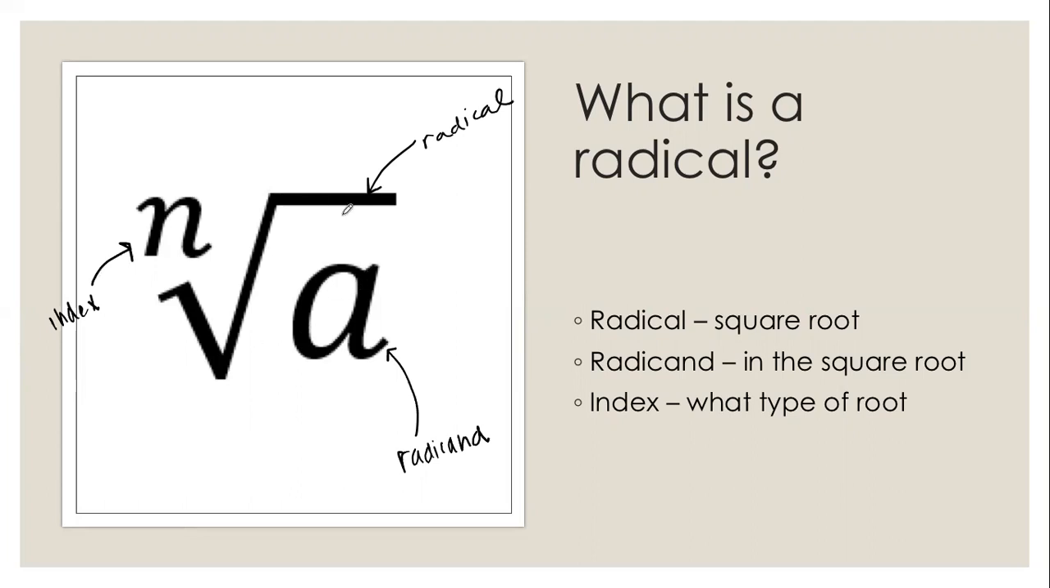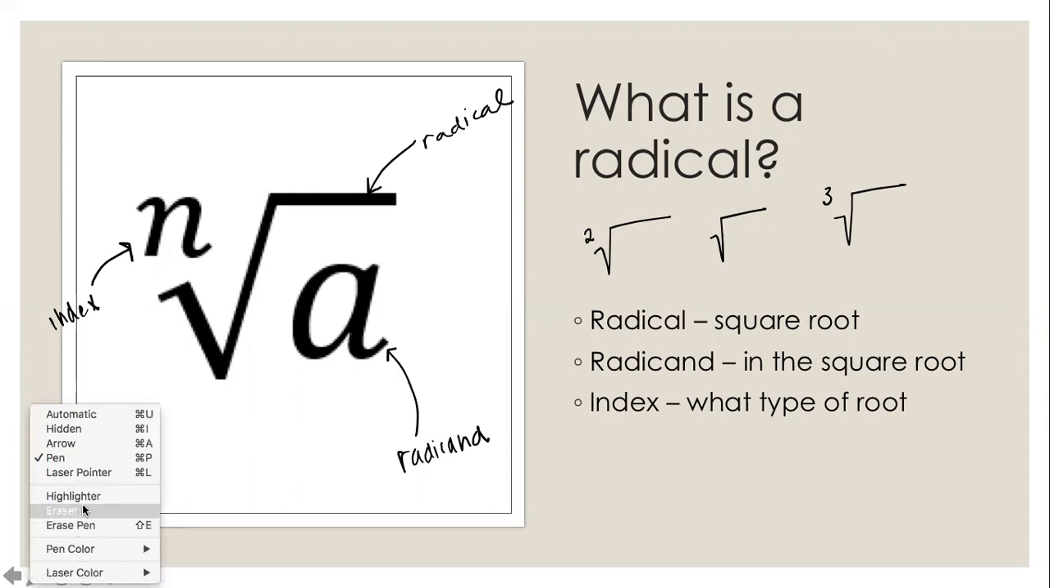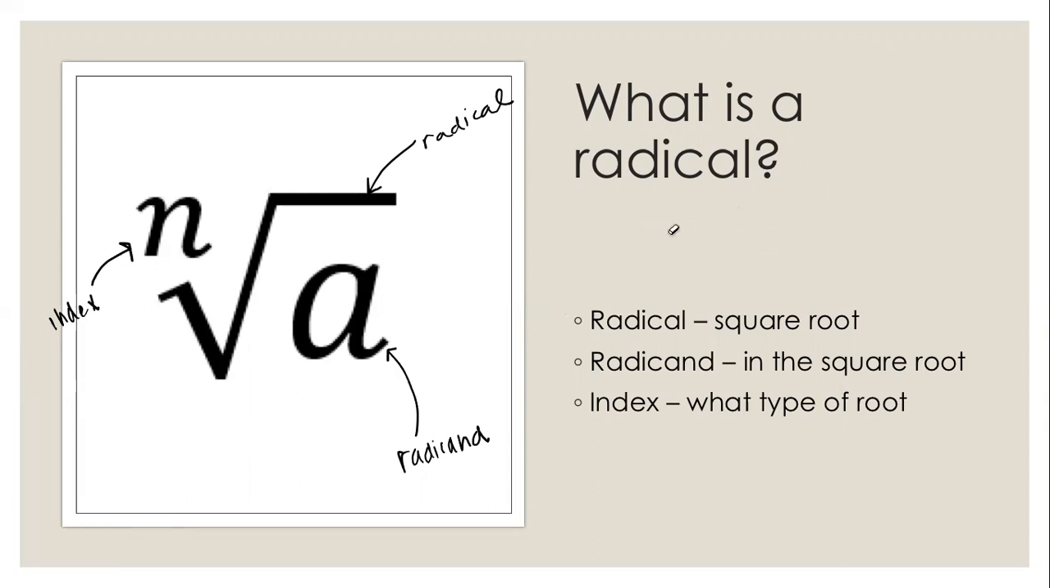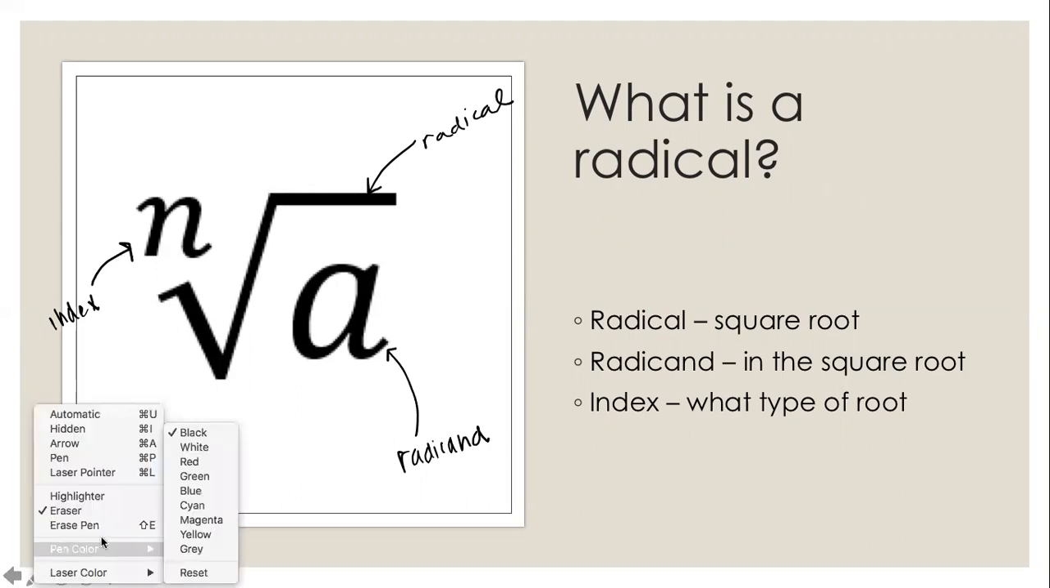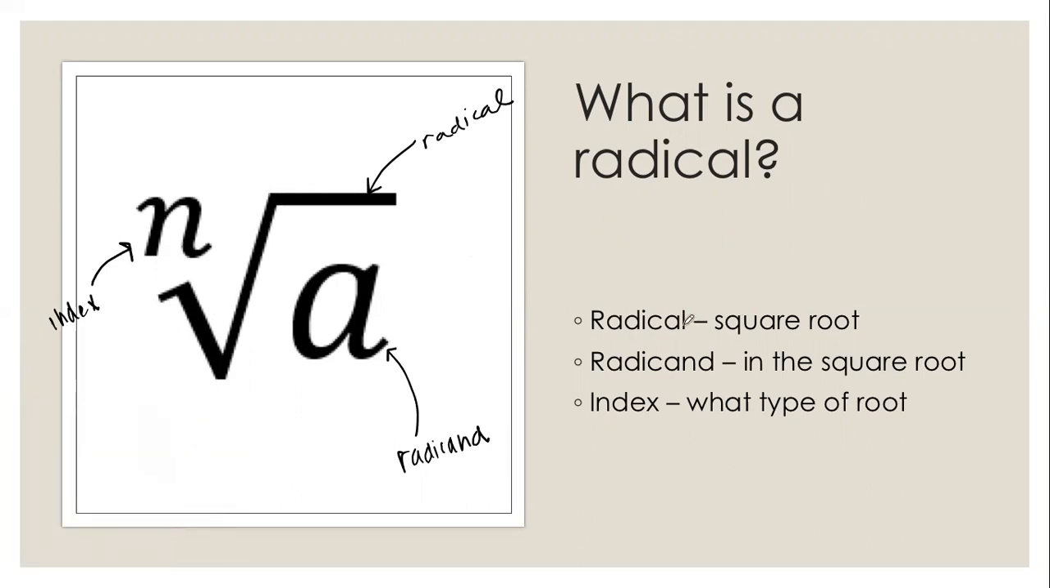So for purposes of today, we're only doing the square root, and we usually don't put a 2 here. We just know that if it's just the square root symbol, that this is square root. But there's also cubic roots and things of that sort. But we are only working on the square root. Does that say radicand? Mm-hmm. I don't know.